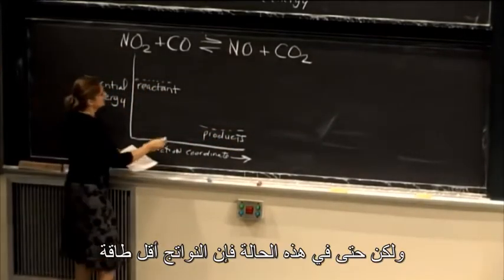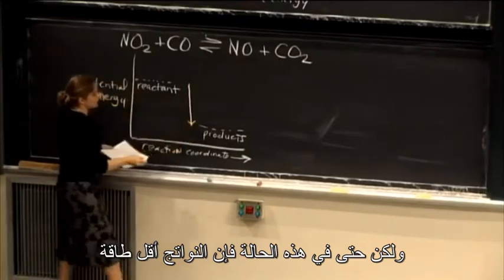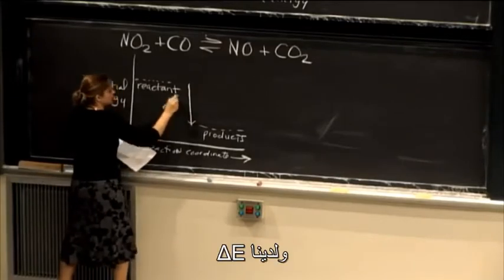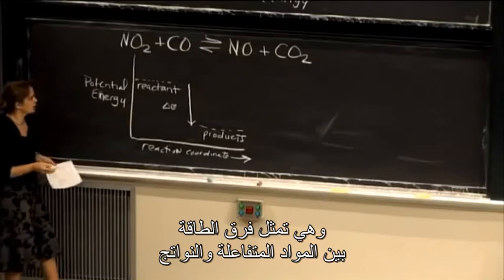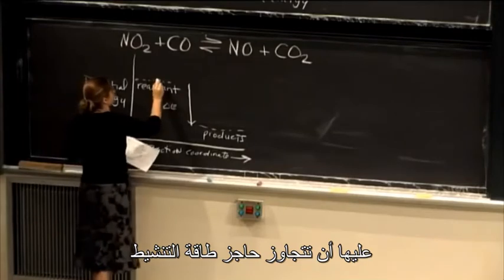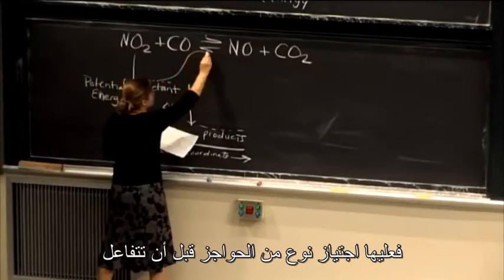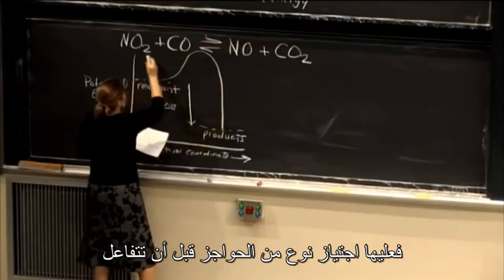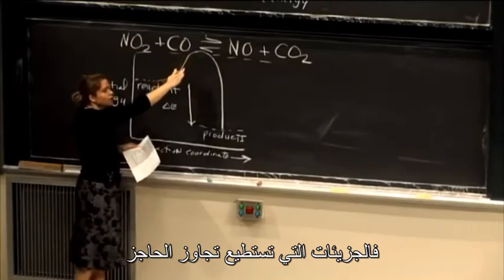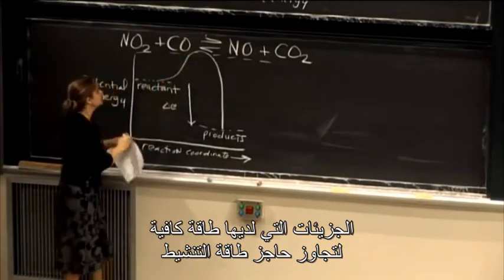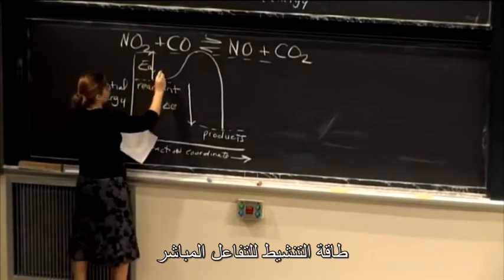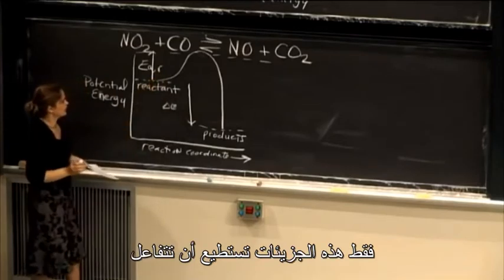But even though, in this case, the products are lower in energy, and you have a delta E for the difference between the reactants and the products, they can't go directly to products. They have to overcome an activation energy barrier before they can react. Only the ones that have enough energy to overcome this barrier, the activation energy for the forward reaction, will be able to react.